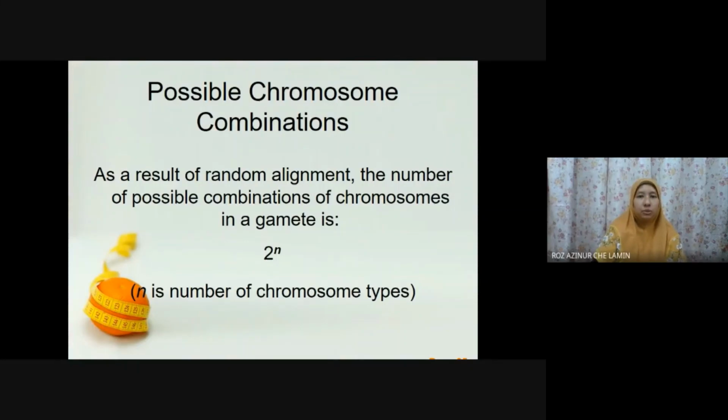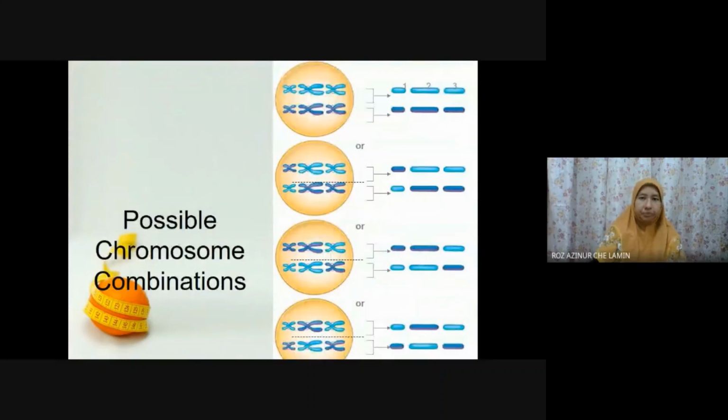As a result of random alignment, the number of possible combinations of chromosomes in a gamete is 2^n, where n is the number of chromosome types. Here is the illustration of the possible chromosome combinations.